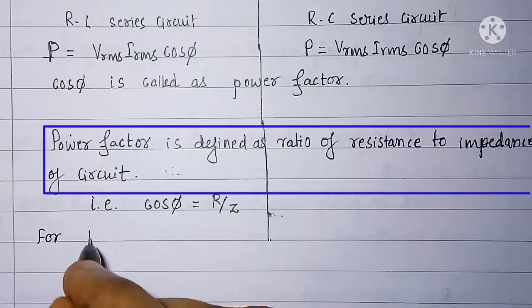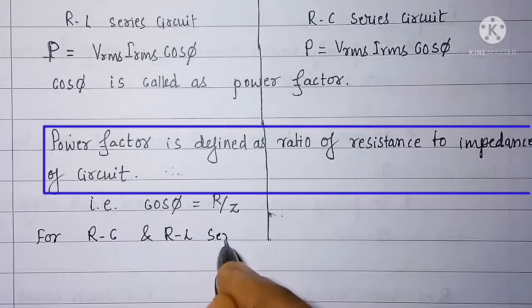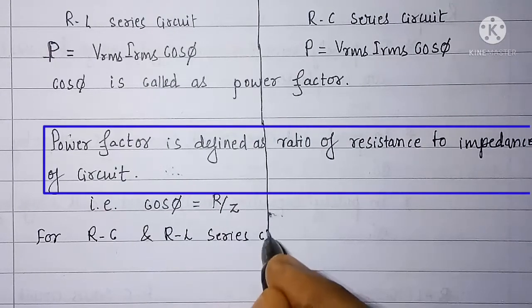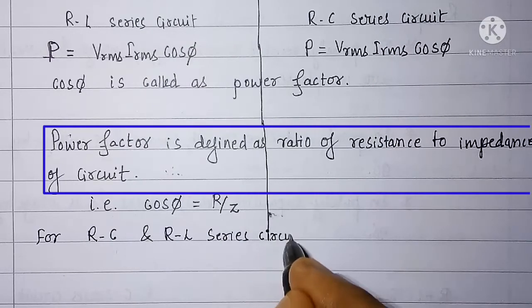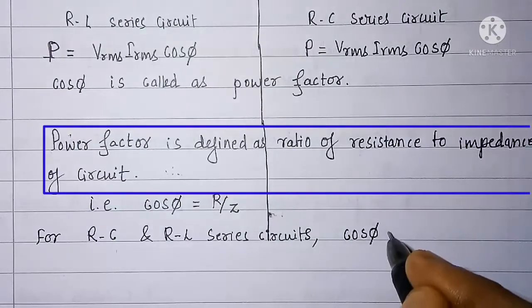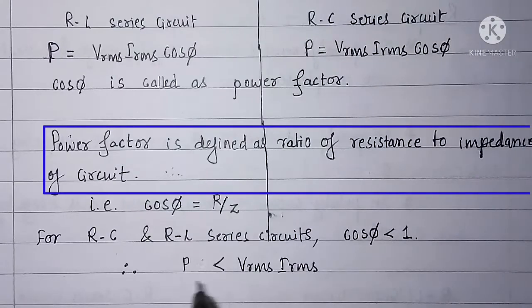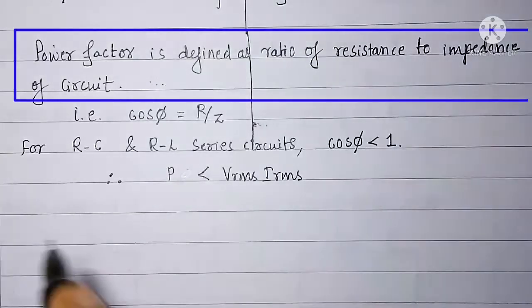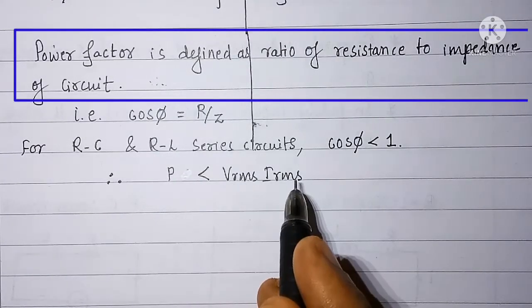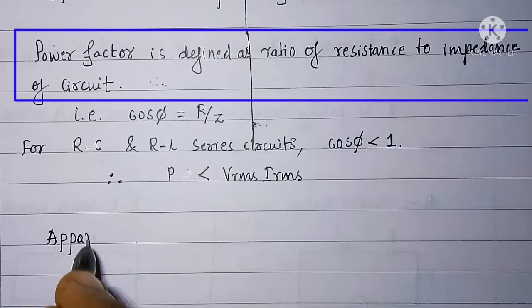For RC and RL series circuits, cos phi is less than 1. Therefore, P is less than VRMS into IRMS. VRMS into IRMS is called apparent power. So we'll write the definition for apparent power.